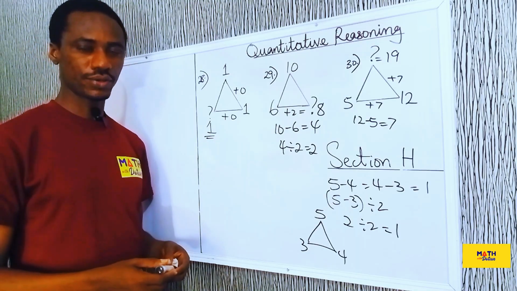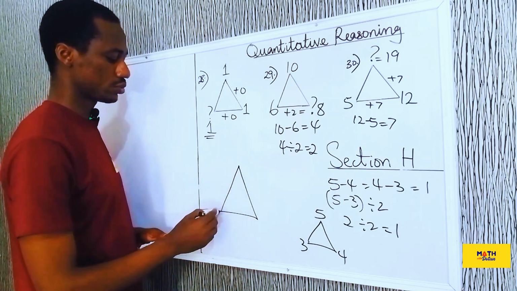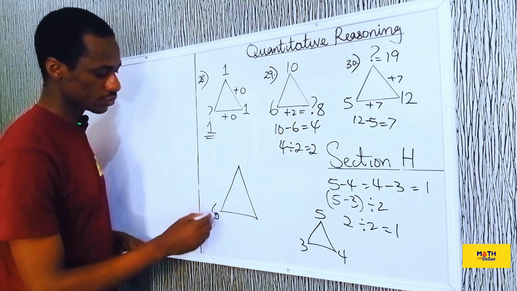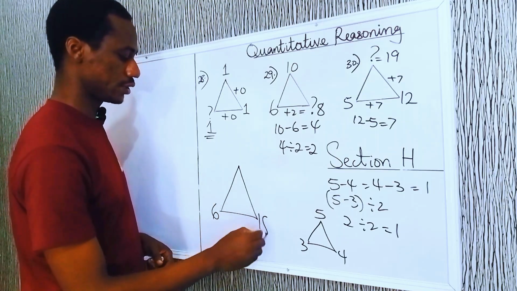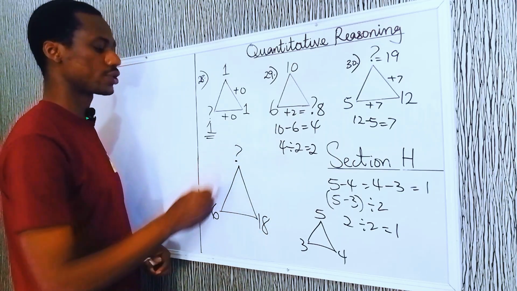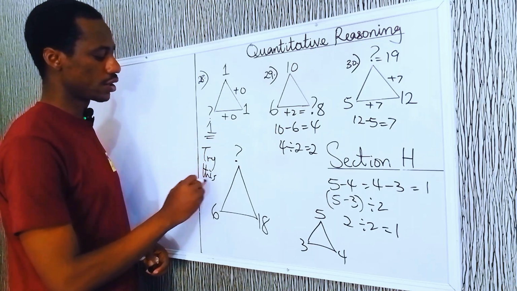Okay, I didn't forget. I'm going to give you your own work to do. So you have 6, and then you have 18. So tell me what will be here. Try this. Let's have the answer in the comment.